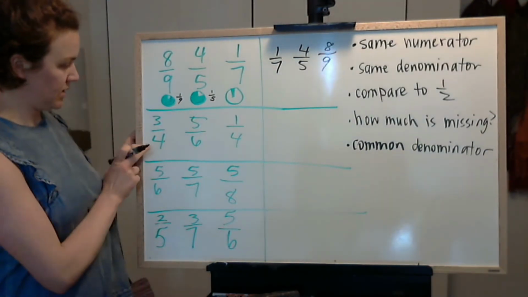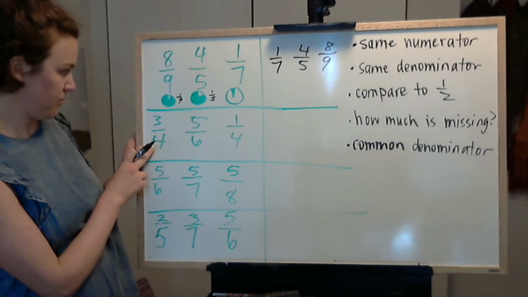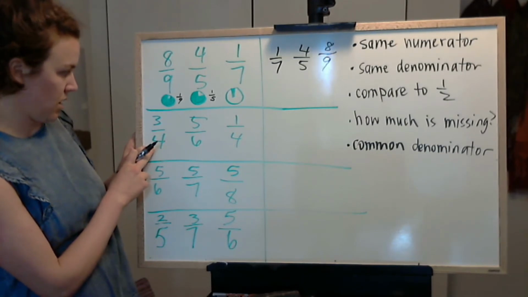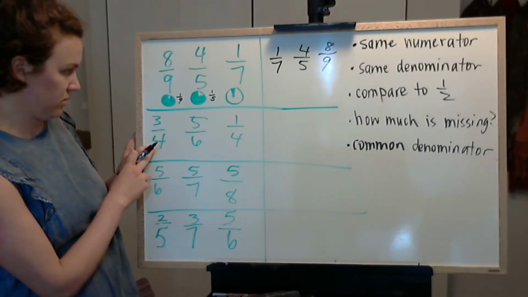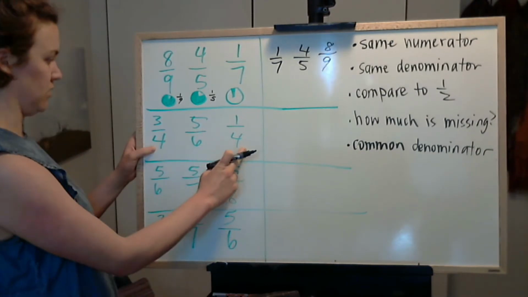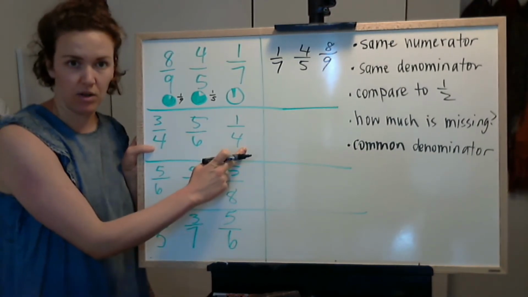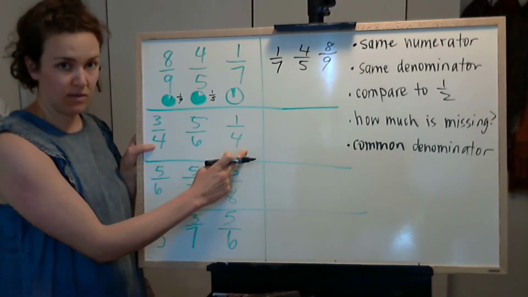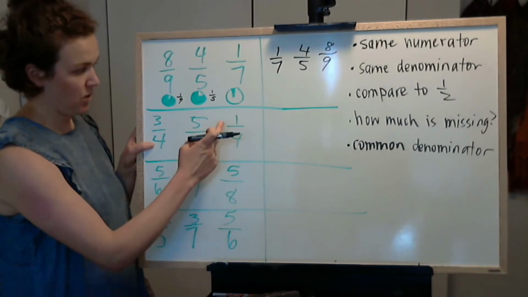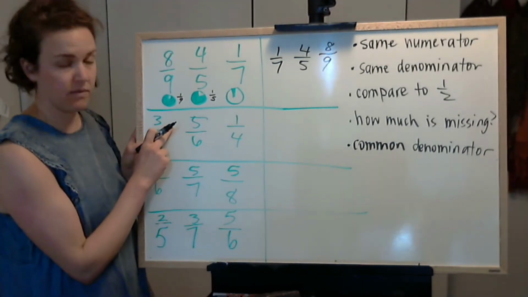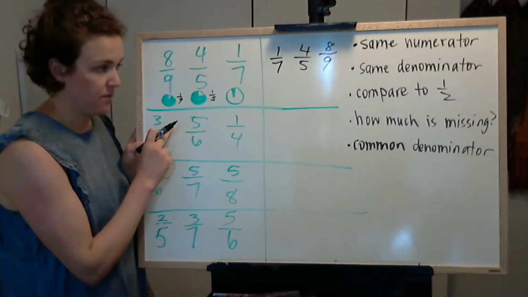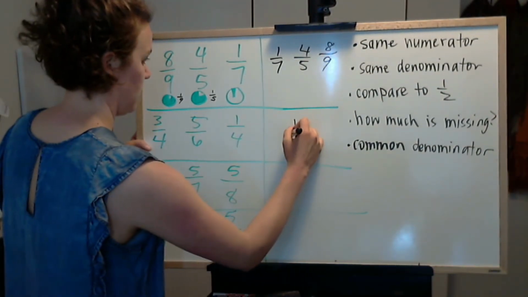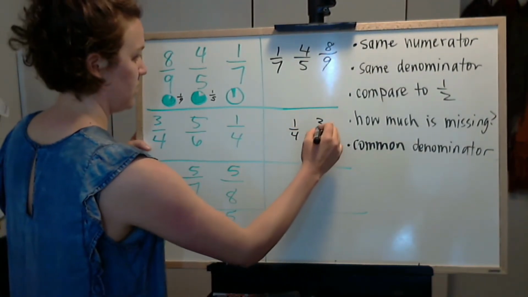Okay, this example. I am going to compare these two because they have the same denominator. So if the pieces of these are the same, would you want 1 piece or would you want 3 pieces? 3 pieces is bigger. So I know 1/4 is smaller than 3/4.